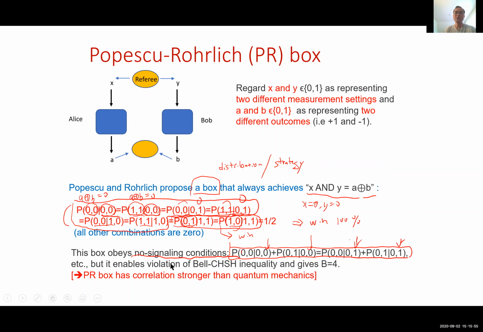In fact, you can also use this box to violate the Bell inequality, the version that we presented, and give the value B equal to 4. So this means that the so-called PR box has a correlation even stronger than quantum mechanics. So in terms of correlation, quantum mechanics is greater than classical, but the PR box has correlation also greater than that. But this is already beyond quantum mechanics.